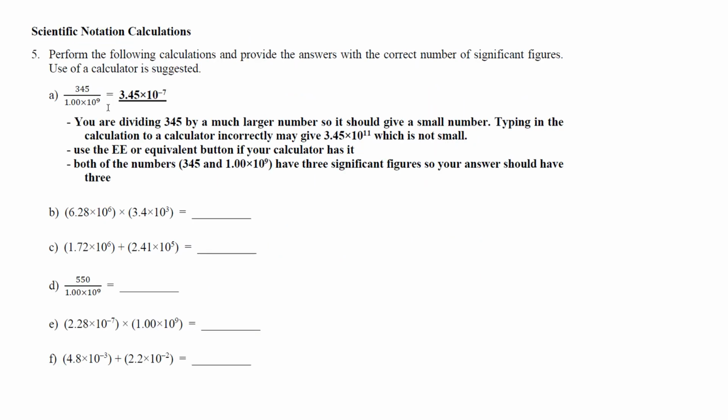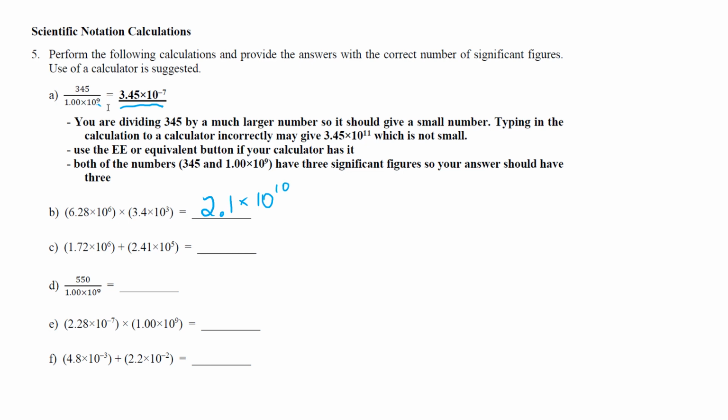Scientific notation calculations. Here we're going to use your calculator. Now in the video we went through the steps, but use your calculator and make sure you do it correctly. So 345 divided by 1 times 10 to the 9th. Notice I'm taking 345 and dividing by a really large number, so that's why I get a small number. 6.28 times 10 to the 6 times 3.4 times 10 to the 3. I get 2.1 times 10 to the 10.